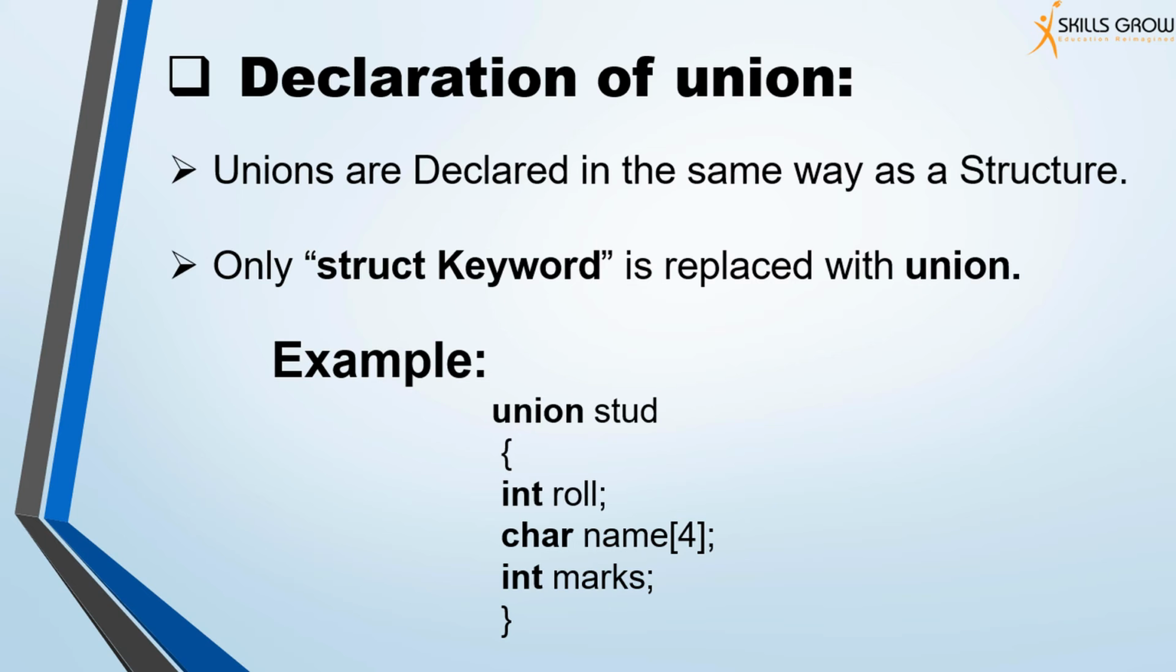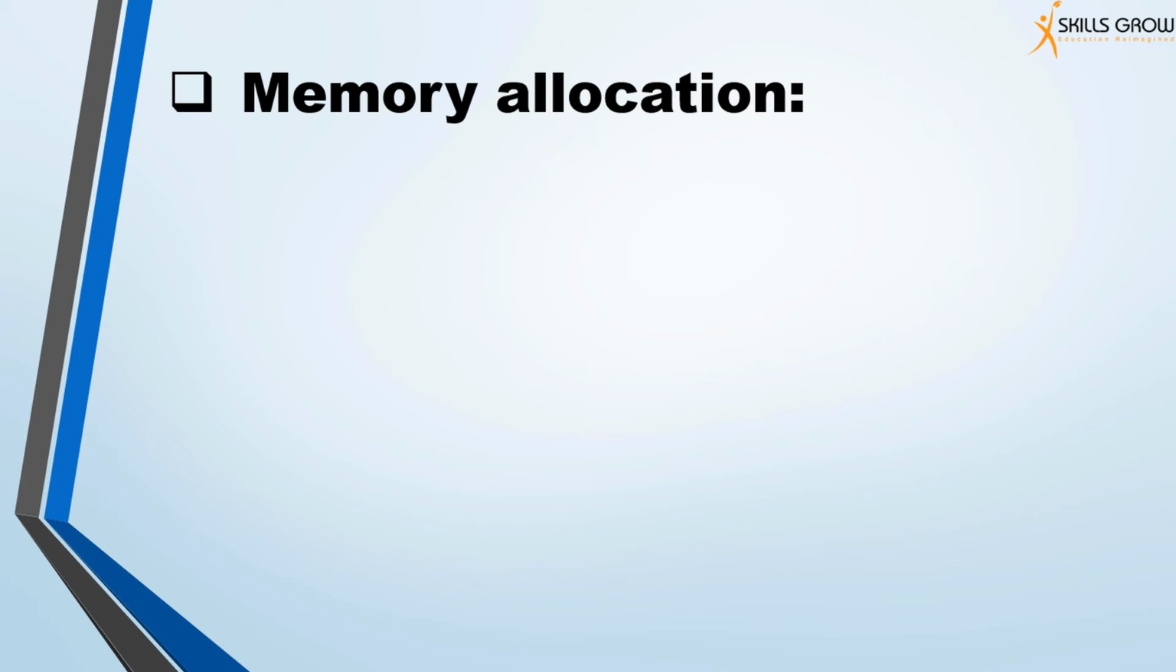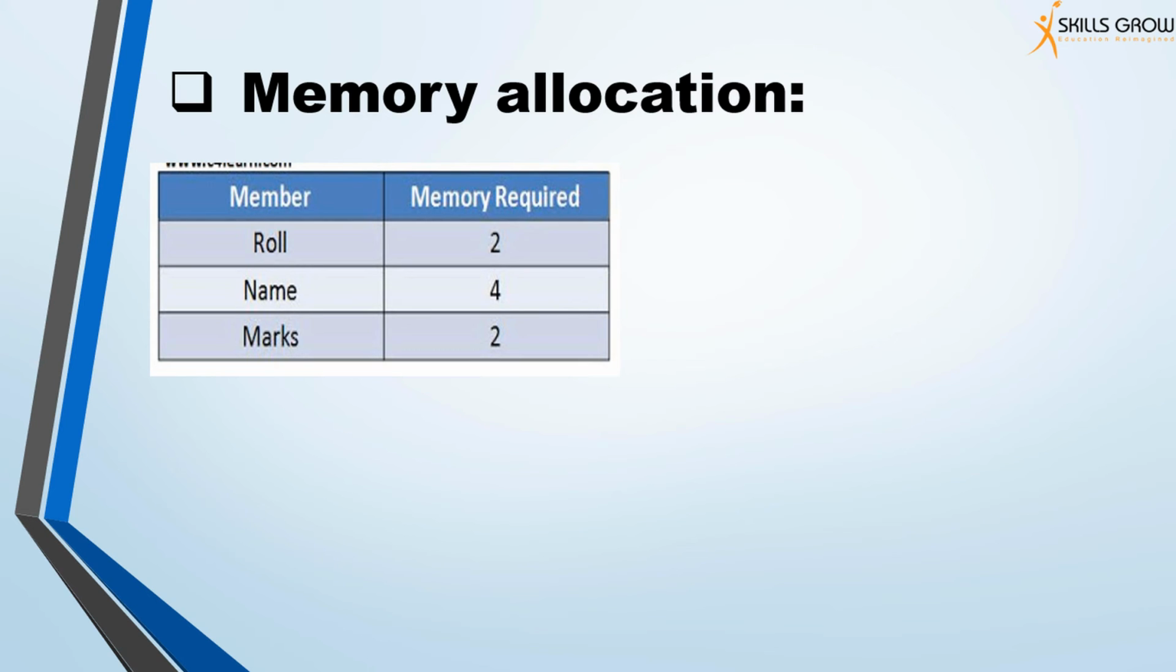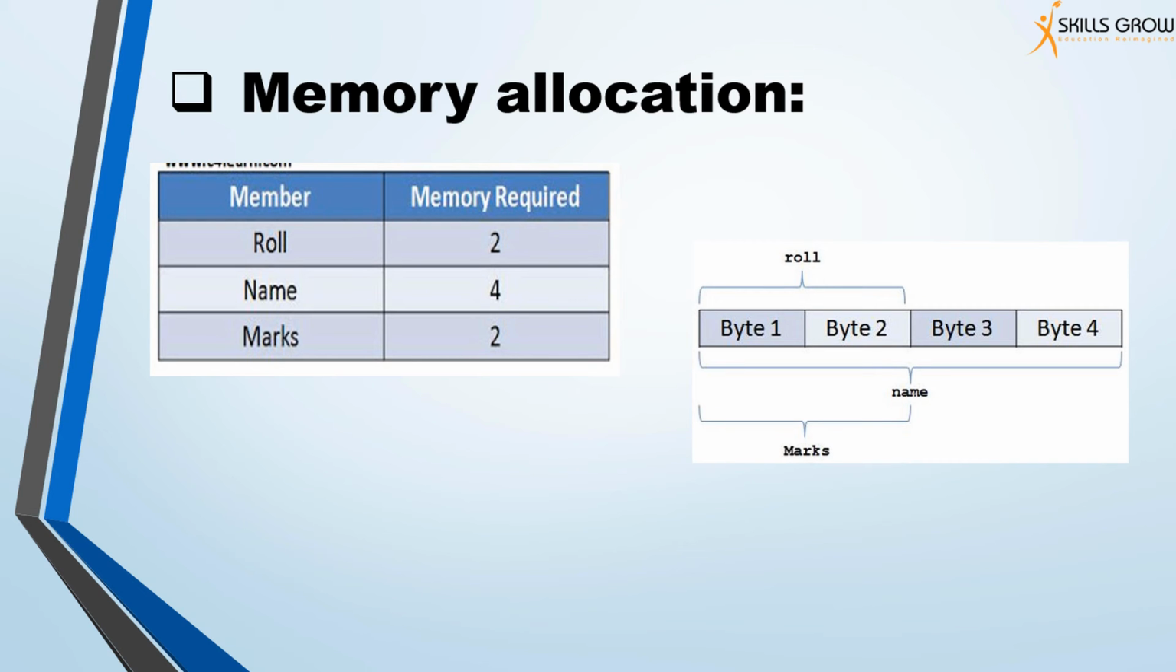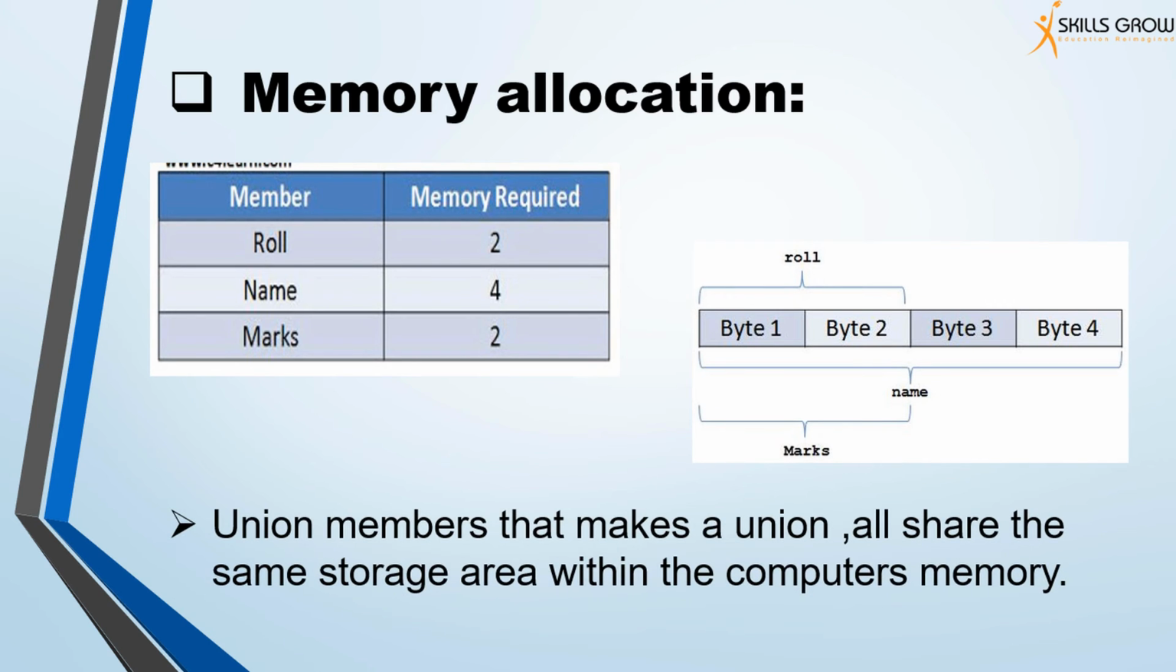Roll number, name and marks are the variables of data types integer and character declared in the union. Memory allocation. Storing a roll number or marks requires 2 memory bytes, and to store a name 4 memory bytes are required. Union members share the same storage within the computer's memory. So the roll number, name and marks share the 4 bytes among themselves to reduce the storage space.